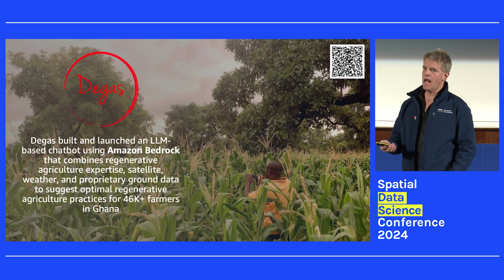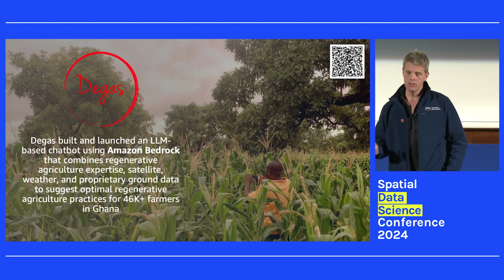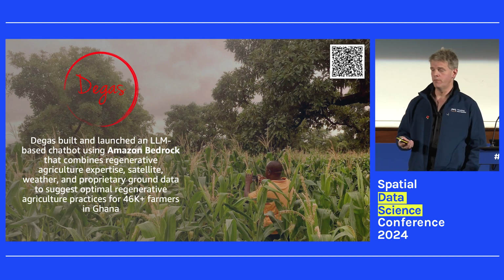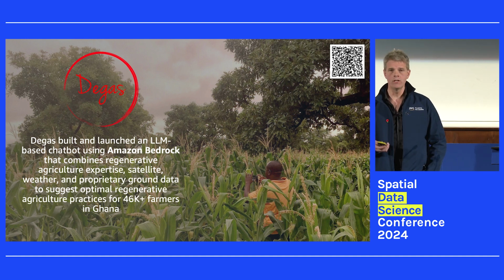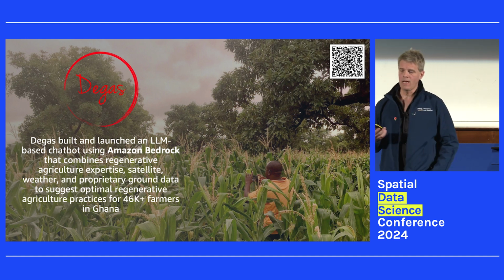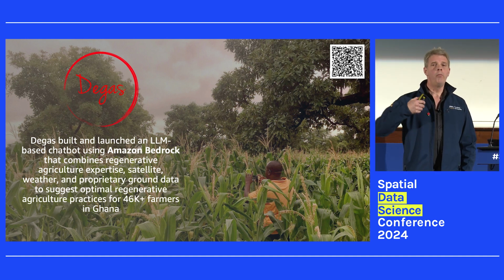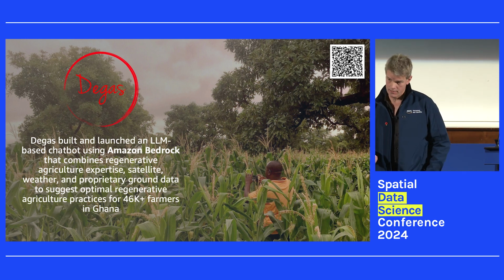We're also working with Degas out of Japan, and they've already built and launched an LLM with our Amazon Bedrock service to allow farmers, 46,000 farmers in Ghana, to start looking at agricultural practices. I've heard that mentioned quite a few times today. It's community-led capabilities that we're really starting to tap into. Look up Degas. It's some amazing work they're already doing. The point is, in 12 months, this stuff is already happening, and it's accelerating fast.